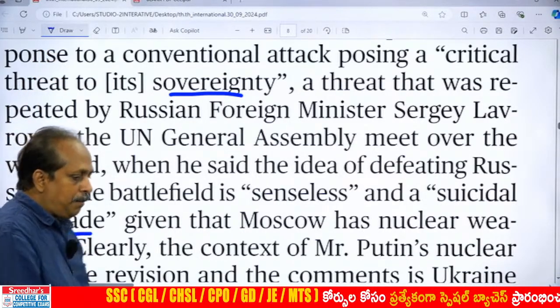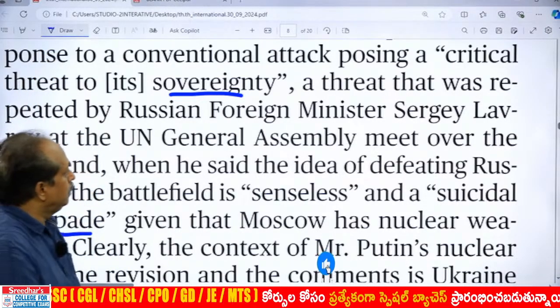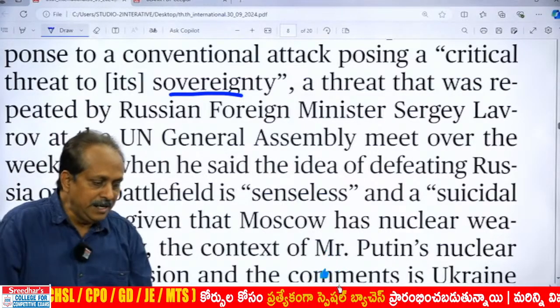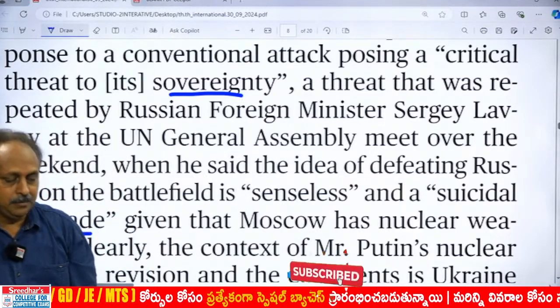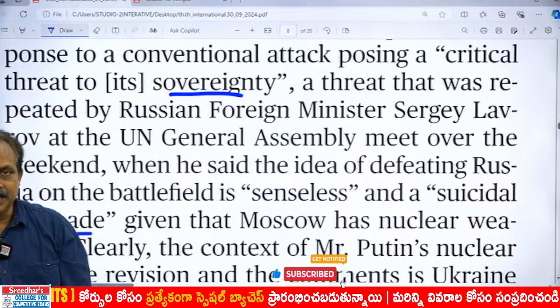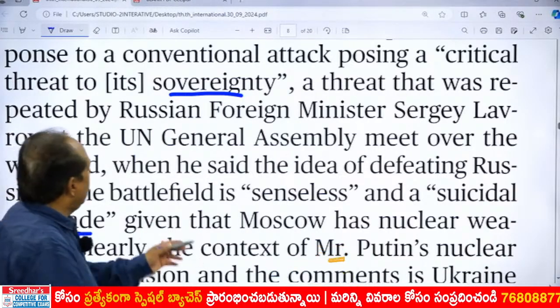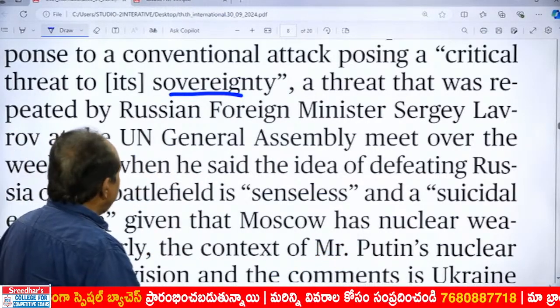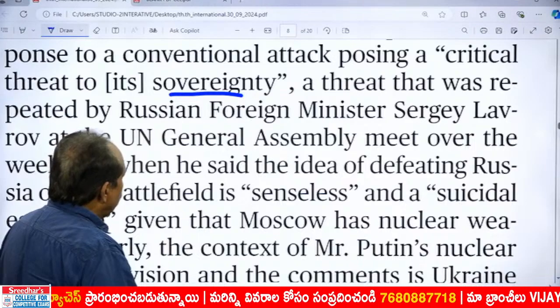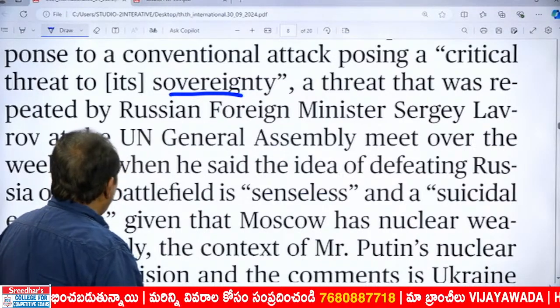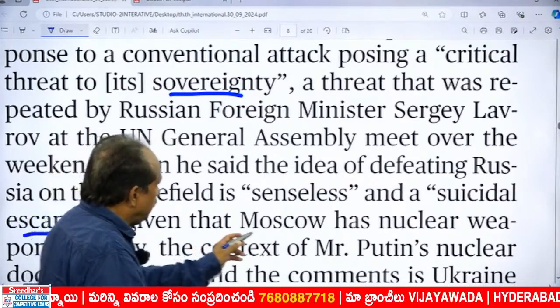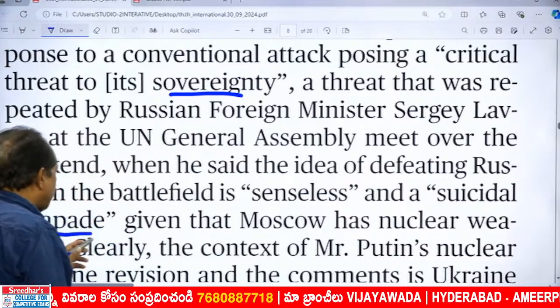Not only the Russian president but also the foreign minister, both of them reiterated the same thing. The foreign minister reiterated the same idea at the UN General Assembly meet over the weekend, when he said the idea of defeating Russia on the battlefield is senseless and a suicidal escapade.